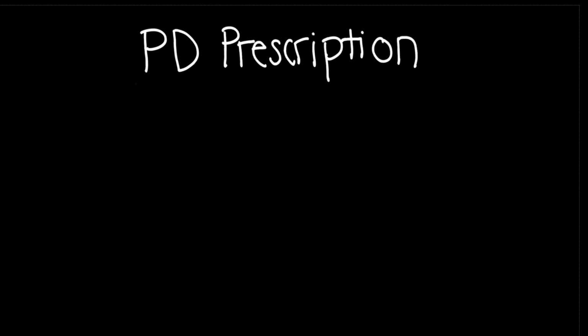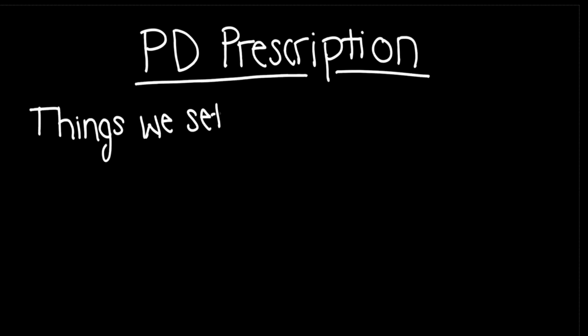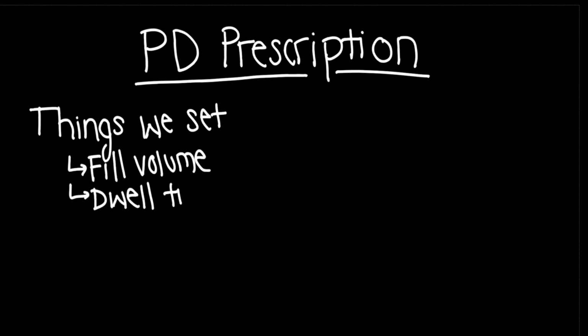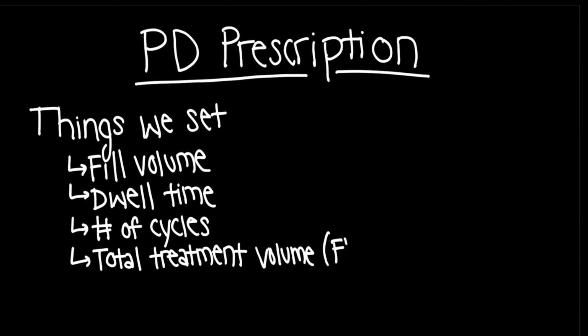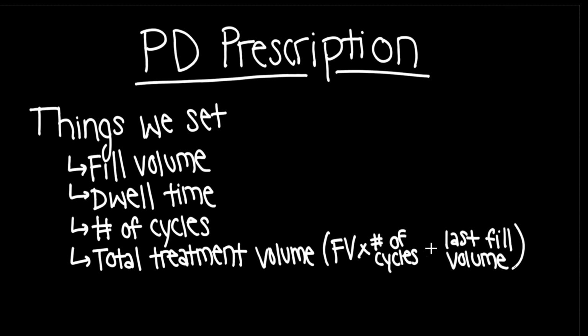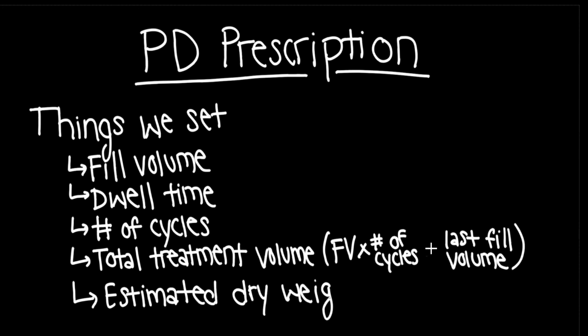So now that we understand the basics of how PD works, let's talk about the breakdown of the PD prescription. The things we usually set are the fill volume, the dwell time, the number of cycles we will be doing, and the total treatment volume, which is the fill volume times the number of cycles plus the last fill volume, because we often leave some amount of PD fluid in the abdomen after a night of exchanges. We also always want to be aware of our estimated dry weight to see how much fluid we pulled off.